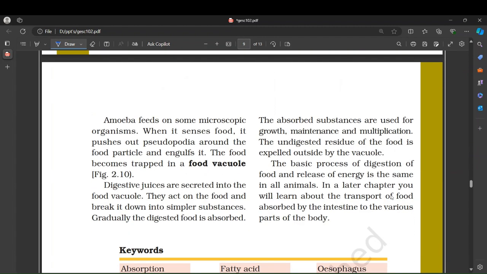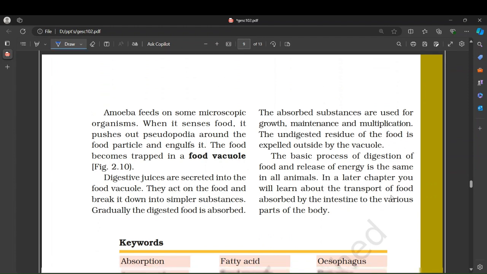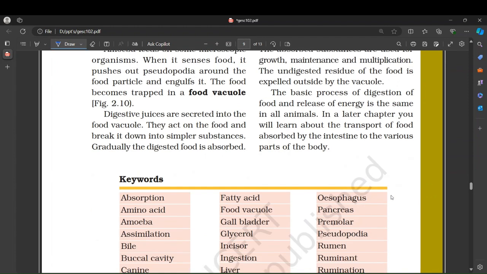Now, amoeba feeds on some microscopic organisms, right? You cannot give big size food to it because it has a microscopic size. When it senses food, it pushes out pseudopodia around the food particle and engulfs it. Engulfs means absorbs it. The food becomes trapped in a food vacuole, right? So, some digestive juices are secreted into the food vacuole. They act on the food and break it down into simpler form.